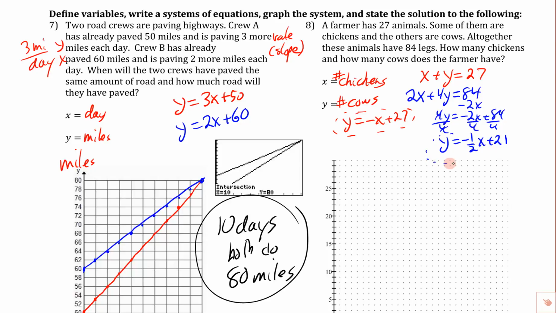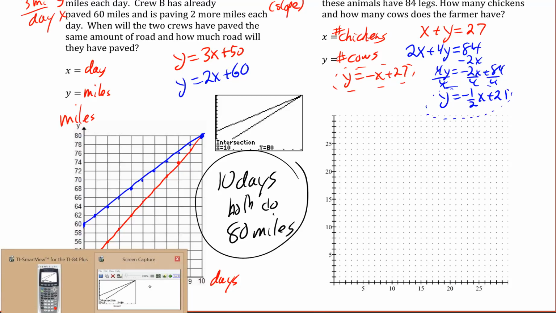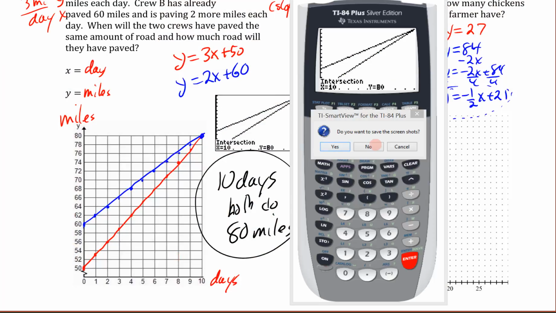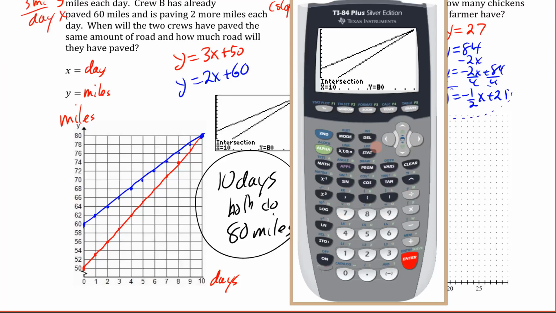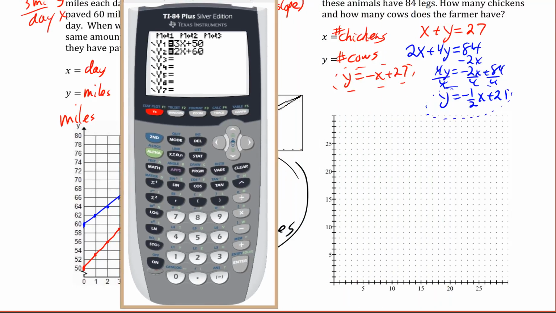Okay, so we're going to graph those 2 equations. So I'm going to slide this down. I'm going to grab the calculator, and we're going to get rid of this. I don't want to save that. We're going to go to y equals. We're going to type these in. So this is going to be, let's see, negative x plus 27.